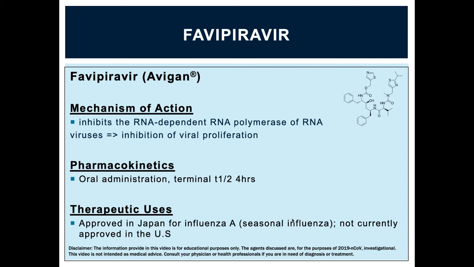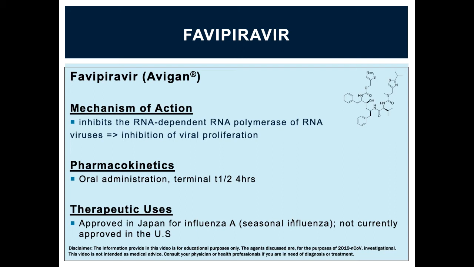Our next agent is Favipiravir. Favipiravir represents another antiviral drug that's approved for use in Japan for influenza, but has demonstrated potential against 2019-nCoV. Similar to remdesivir, Favipiravir undergoes intracellular modification to become fully active. Following transport into cells, Favipiravir is phosphoribosylated to favipiravir ribofuranosyl triphosphate by host enzymes. This triphosphate form, also known as Favipiravir-RTP, inhibits the RNA-dependent RNA polymerase of RNA viruses, leading to inhibition of viral proliferation. It's given by oral administration and has a terminal T1/2 of 4 hours.